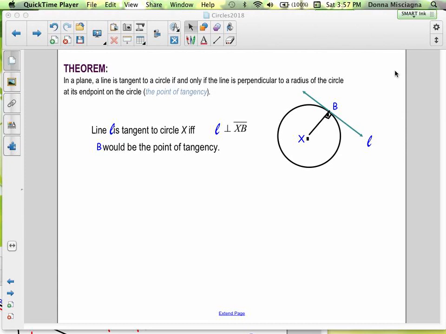So notice here we have circle X. We know that line L there is a tangent because it is perpendicular to the radius. And the radius of our circle goes from the center to the edge. So XB there is a radius. Since line L is perpendicular to XB at point B, then line L is a tangent. So line L is tangent to a circle if and only if line L is perpendicular to XB. And that means B would be the point of tangency because that's where it intersects the circle.